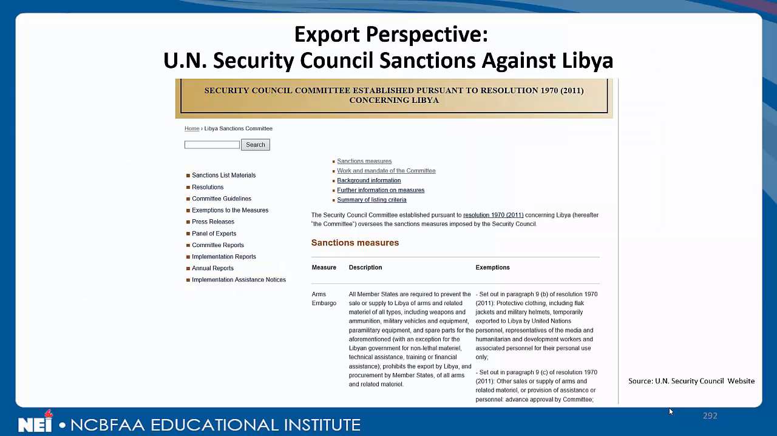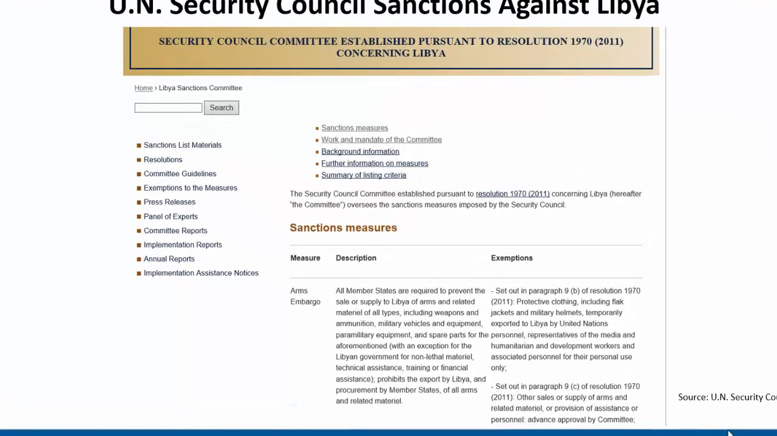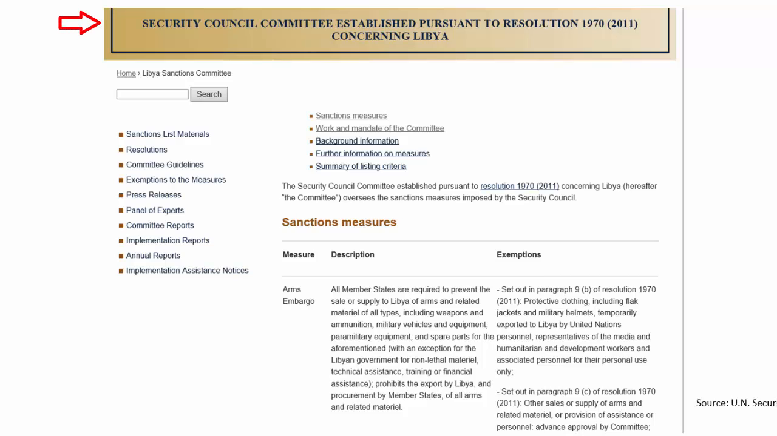Here's an export perspective we'd like to use to illustrate this point about UN Security Council sanctions. In this particular instance, against Libya. So the source we'll note on the lower right-hand side is the UN Security Council website. And pretty telling, actually, as it breaks down the specifics of sanctions against a specific country. So we're looking at the Security Council Committee established pursuant to Resolution 1970 concerning Libya. What we're really most interested in is what we see in sanctions measures. But since we're on the page, and it's a good resource to have, let's run through some of the other information as well. Different things, starting on the left-hand side.